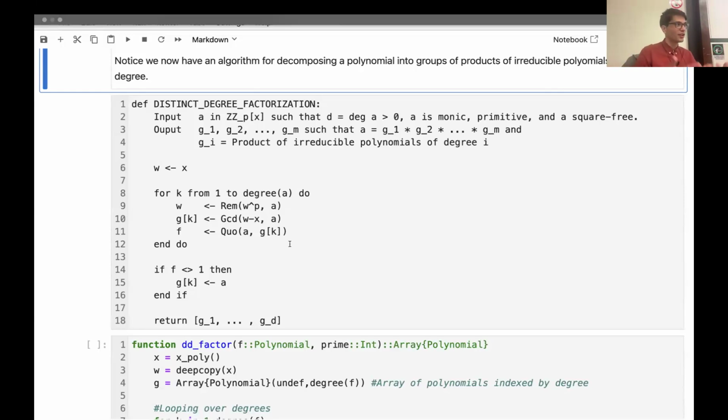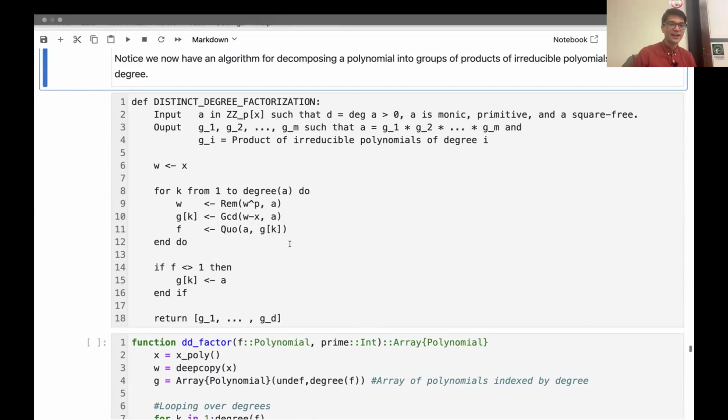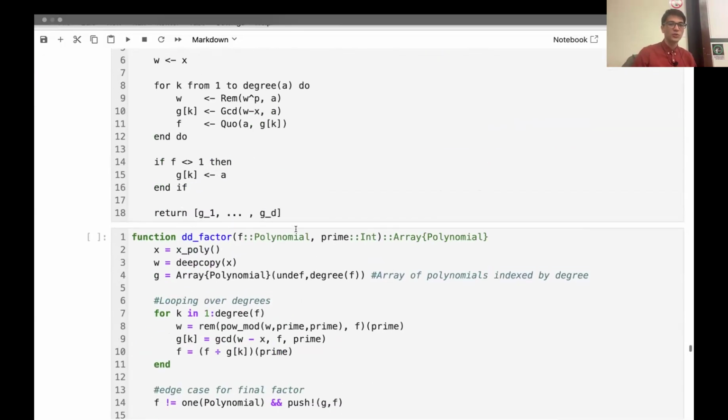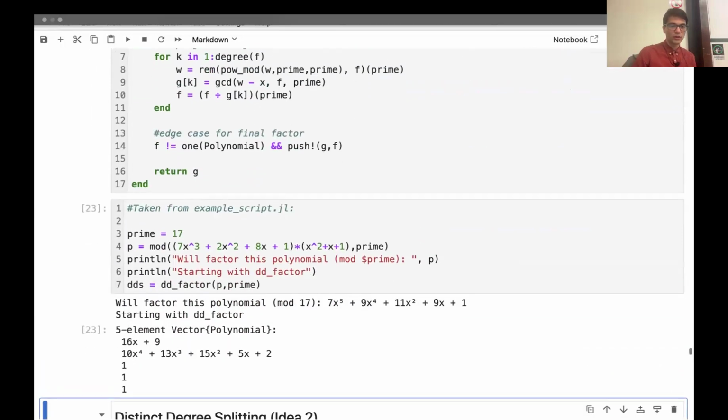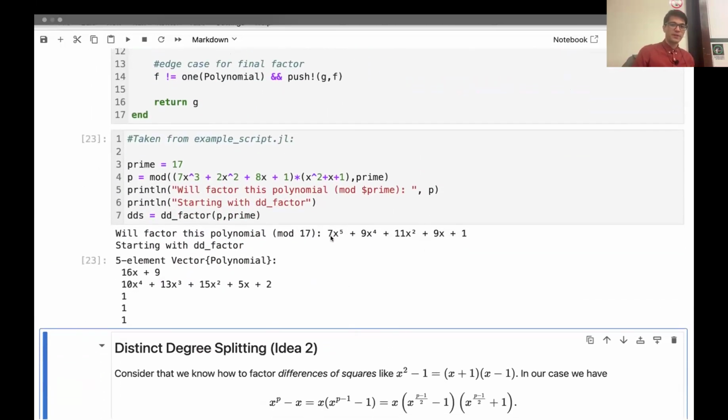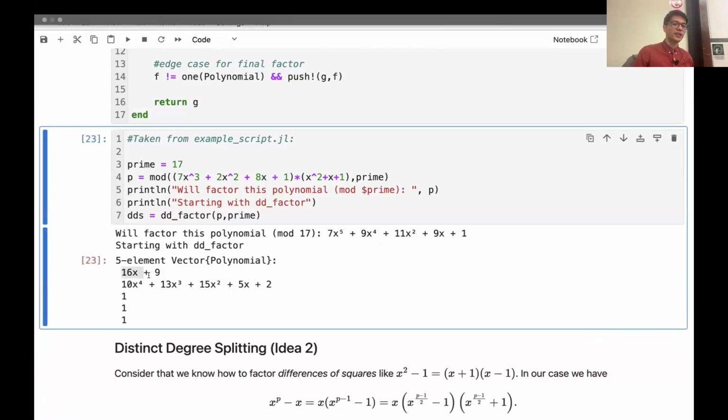Okay, so here's some pseudocode for doing it if you wanted to do this in Python or something like that. Here's the Julia code for doing it. You can just look at the pseudocode and see how it ports over to the Julia code. We can see that it is working. So here's my input polynomial, 7x^5 + 9x^4 + 11x^2 + 9x + 1. Look how beautiful that printed, by the way. So nice, that Unicode. And I'm saying the product of all linear factors is 16x + 9. That is to say, that is the only linear factor of the system. And the product of the quadratics is 10x^4 + 13x^3 + 15x^2 + 5x + 2. So clearly this is encoding 2 of the quadratic factors. We just have to take this and split them.